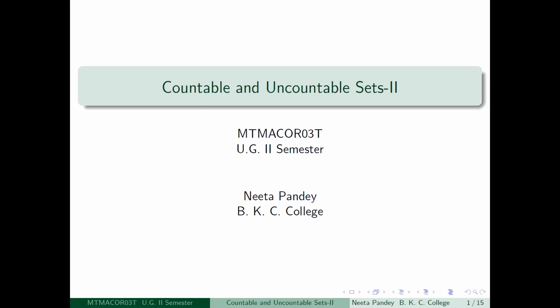Then we will show that the set of positive rational numbers is countable. Then we will prove that a countable union of countable sets is countable, and using that we will show that the set of all rational numbers is countable.